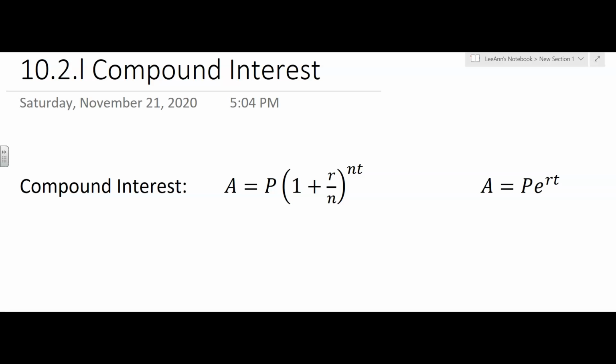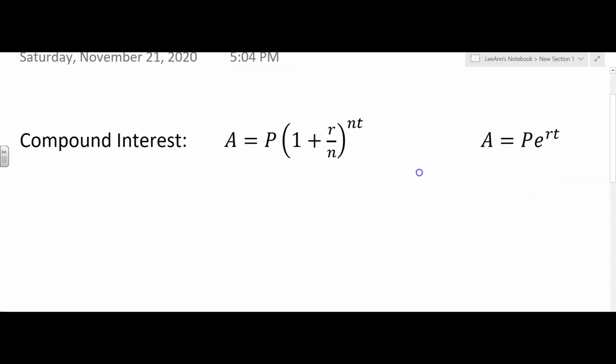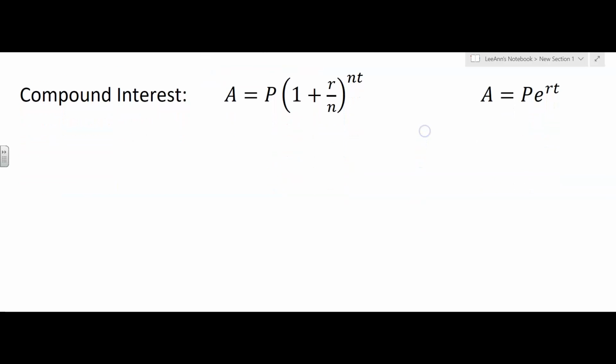So now we're going to talk about compound interest. You will need a calculator for these problems. We have two formulas to calculate compound interest, and it has to do with how it's compounded, okay? So we'll talk about the formula on the left first, and I'll explain what it means.